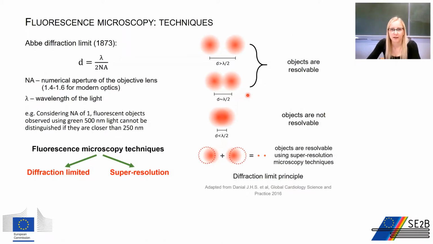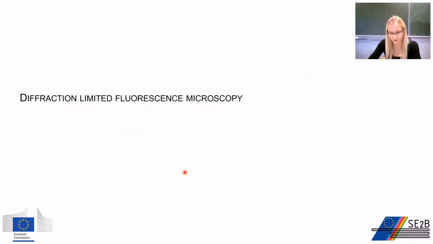The wave nature of light fundamentally limits the smallest object that can be observed using light microscopy. The limit was derived by Abbe and states that any two objects can be resolved if the distance between them is approximately larger than half of the excitation wavelength. For example, considering a numerical aperture of 1 and using green excitation light, two objects cannot be distinguished if they are closer than 250 nanometers. However, in the last decades, many super-resolution techniques were developed to overcome the diffraction limit, and therefore fluorescence microscopy techniques are divided into diffraction-limited and super-resolution microscopy.